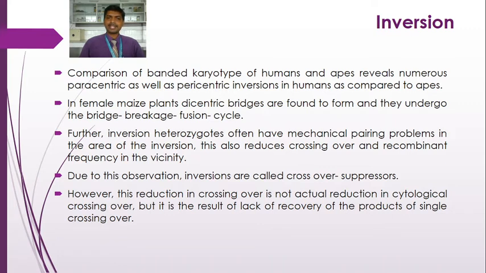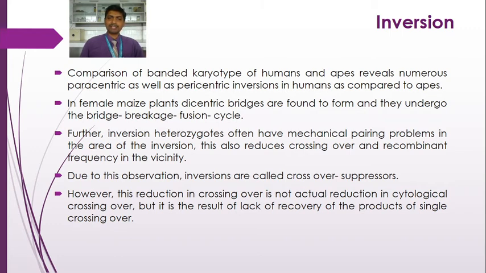In female maize plants, dicentric bridges are found to form and they undergo the bridge breakage fusion cycle. Further, inversion heterozygotes often have mechanical pairing problems in the area of the inversion. This also reduces crossing over and recombinant frequency in the vicinity. So the progeny have more chance of being parental type, and recombinants are formed at very low frequency. Due to this observation, inversions are called crossover suppressors, because the recombinant frequency is reduced.